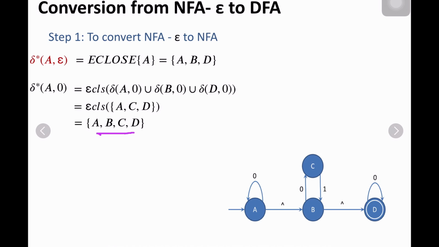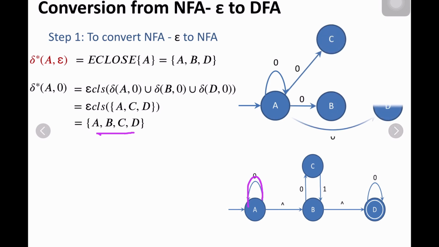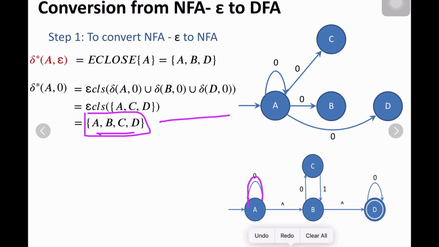Then similarly we can find the transition for the other input. So first you can complete that. A on 0 will go to A, also go to B, and also go to C, and also go to D. So this I have completed, this much I have drawn in the diagram. Okay, let us move to the other transition.